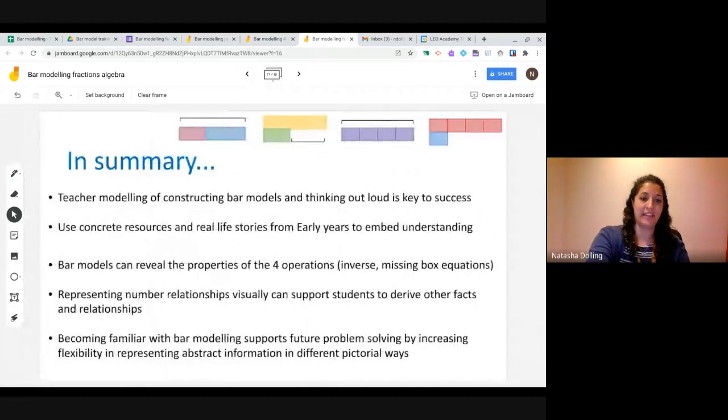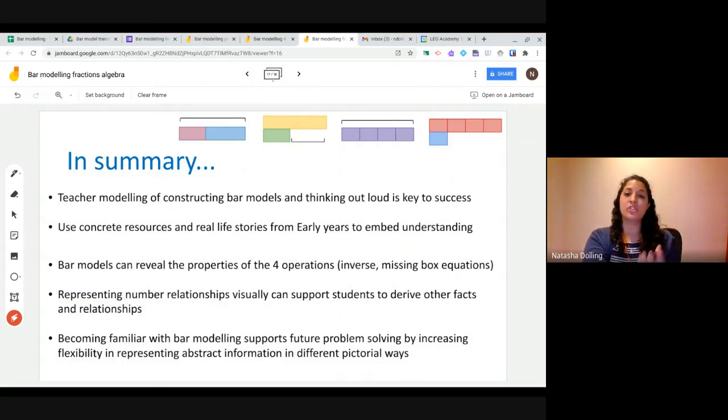So in summary, teacher modeling of constructing bar models and thinking out loud is the key to success. Use concrete stories, real life stories, all the way from early years to embed understanding. And this is the important one: bar models can really reveal the properties of the 4 operations. They really help with inverse relationships and with missing box equations. Representing your number relationships visually, so with these bar models, helps students derive other facts and relationships.